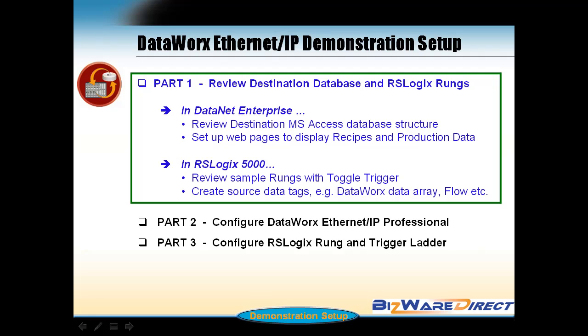In Part 1 of our tutorial, we will review the destination database and the RSLogix rungs. In DataNet Enterprise, we will review the destination Microsoft Access database structure and set up a web page to display recipes and production data. Then in RSLogix 5000, we will review the sample rungs along with the toggle trigger and make sure that the source tags we need exist in the tag database.